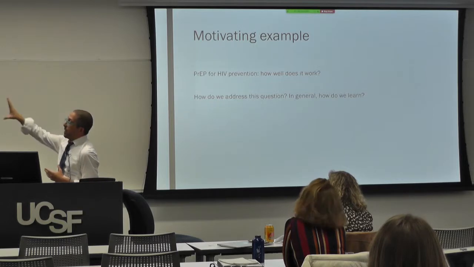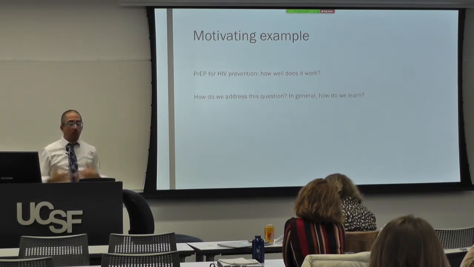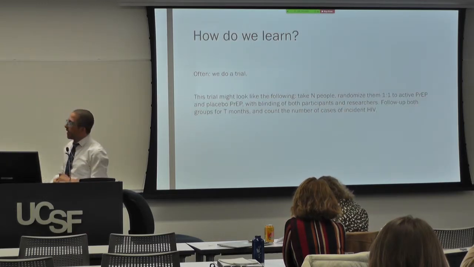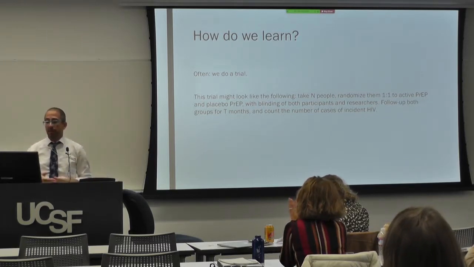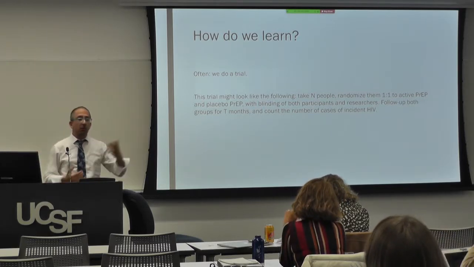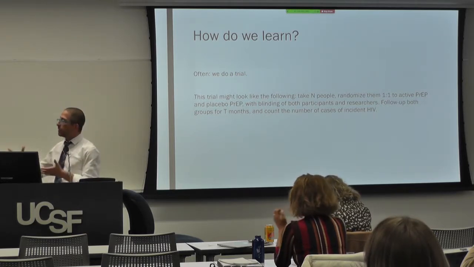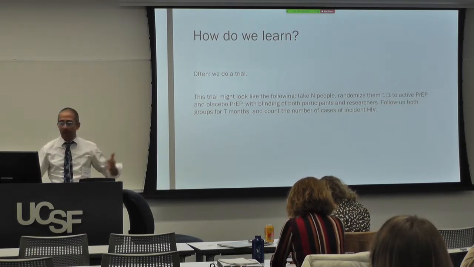Okay, so PrEP for HIV prevention. How does it work? How do we address this question in general? Often, if we want to learn, we will run a trial, right? And a trial for PrEP might take a bunch of different forms. It might look something like this. Take some number of people, randomize them to active PrEP or placebo, blind everybody, follow people up for some number of months, count the number of cases of incident HIV, see what happened.